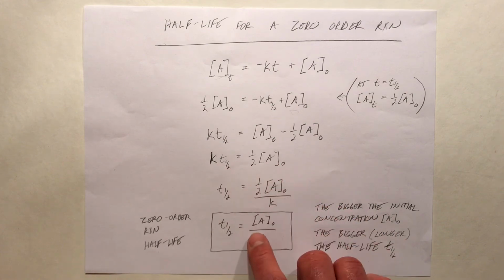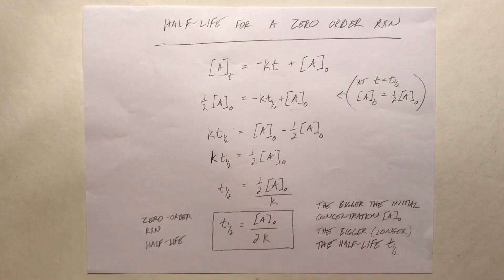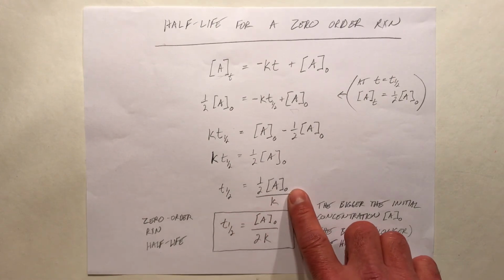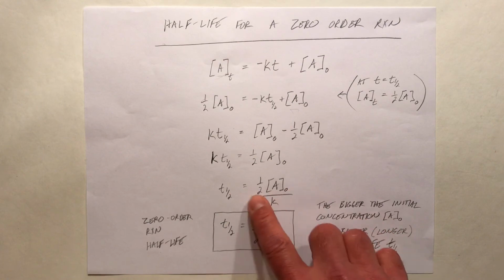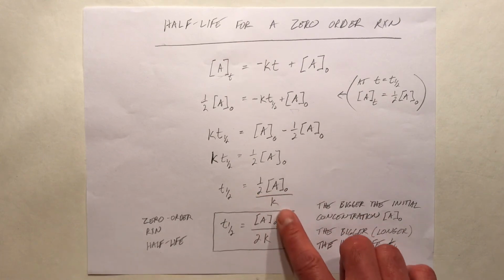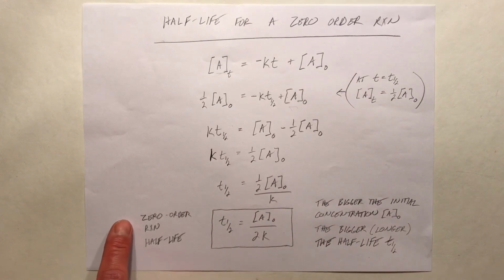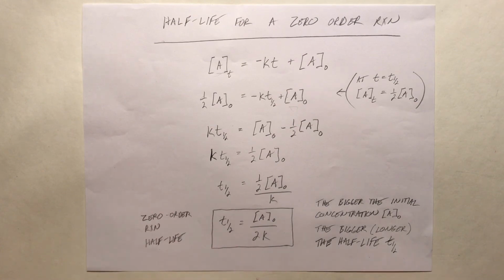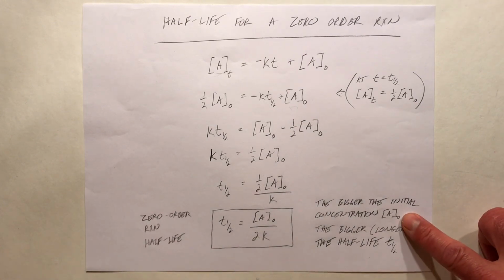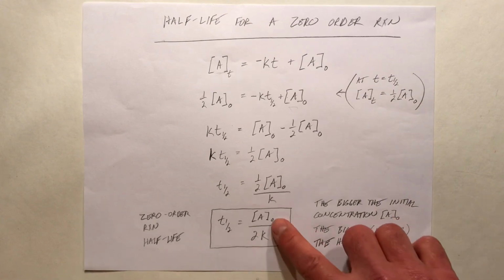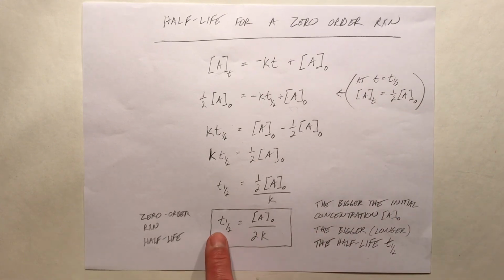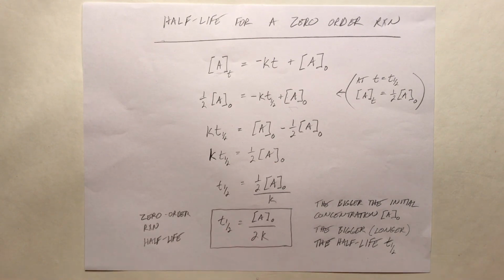Divide K in both sides, so it disappears on the left and it goes in the denominator on the right. And we end up with T 1/2 is 1/2 times concentration of A at time 0, or we could say 1/2 times the initial concentration divided by K. Let's put that 2 in the denominator to get this final result. This is the zero-order reaction half-life expression. Notice that the bigger the initial concentration, or concentration of A at time 0, the longer the half-life T 1/2. That's true for a zero-order reaction.